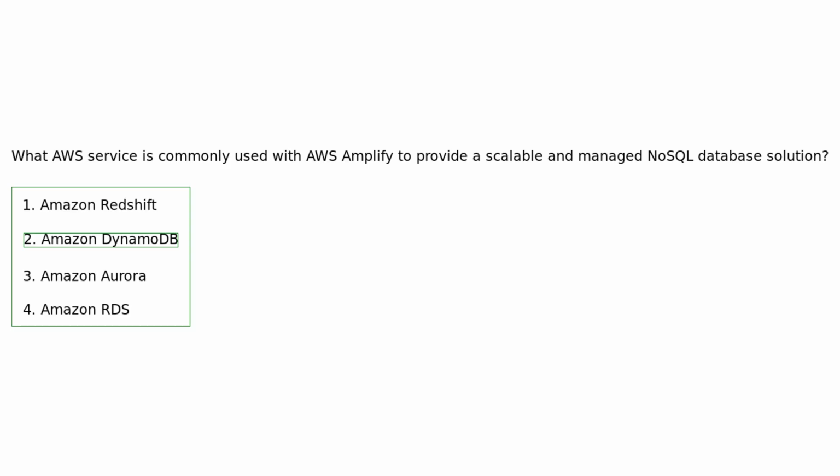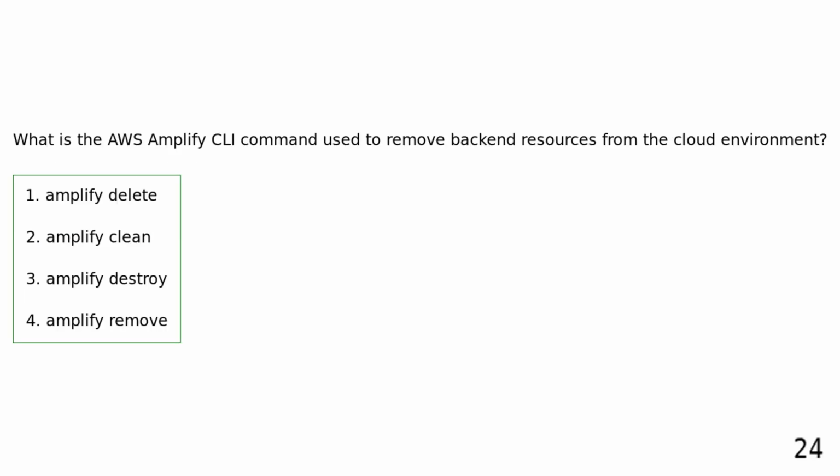data storage. What is the AWS Amplify CLI command used to remove backend resources from the cloud environment? Amplify delete. Amplify clean. Amplify destroy. Amplify remove. Amplify delete removes backend resources associated with an AWS Amplify project from the cloud environment.